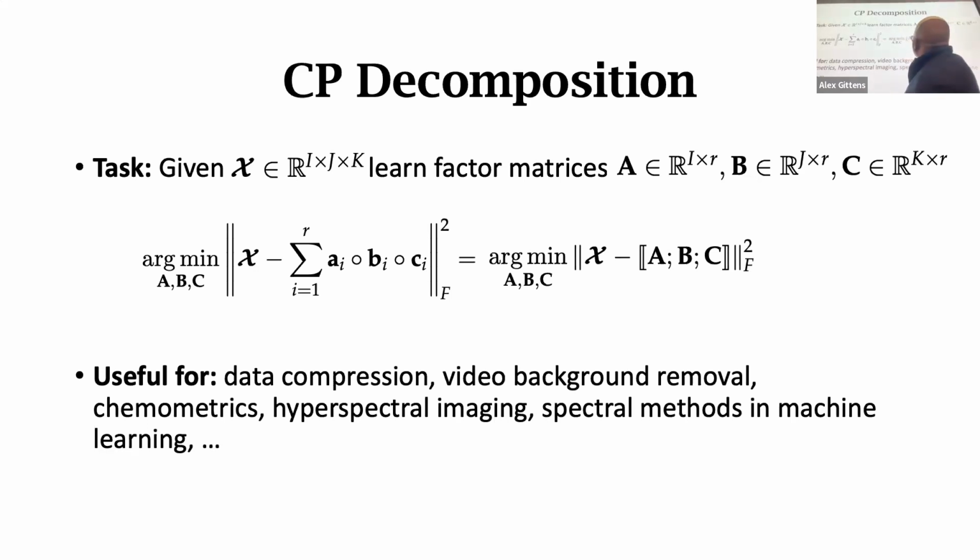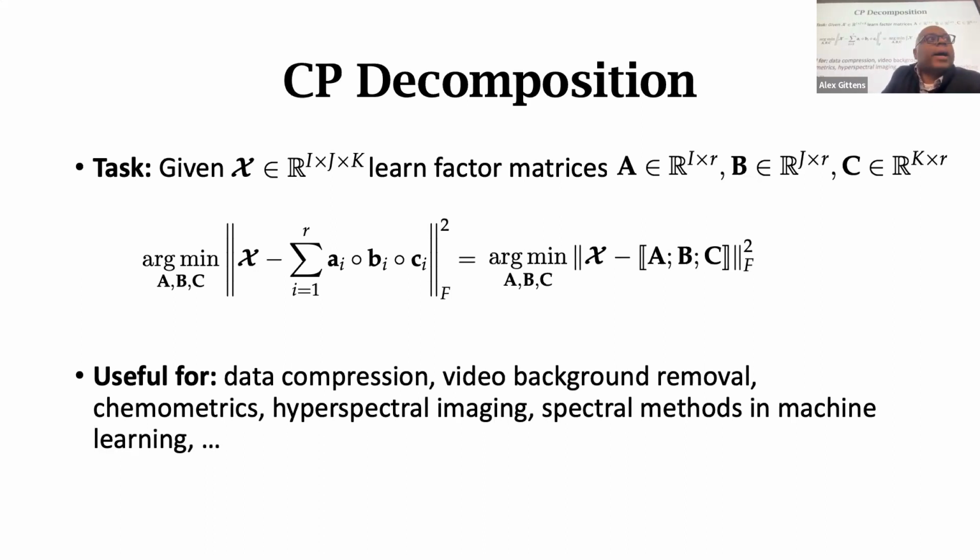So our goal is to minimize the sum of squared errors in approximating our tensor by choosing our factor matrices A, B, and C appropriately. So this has a lot of motivations in data analysis and in data compression.